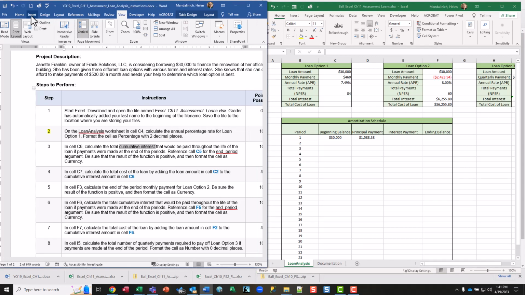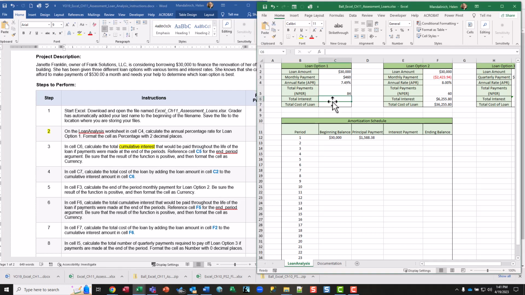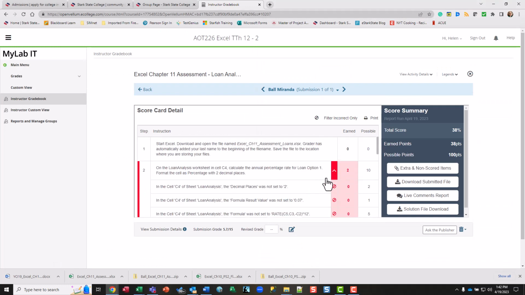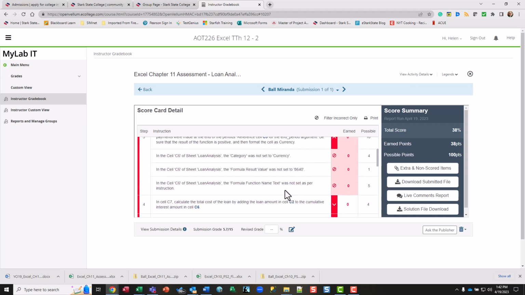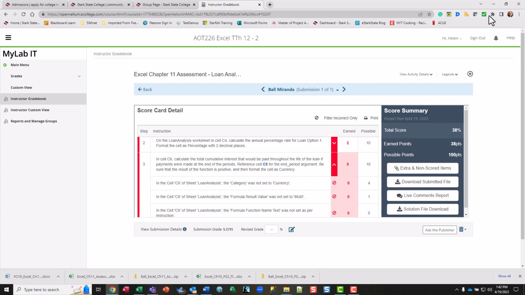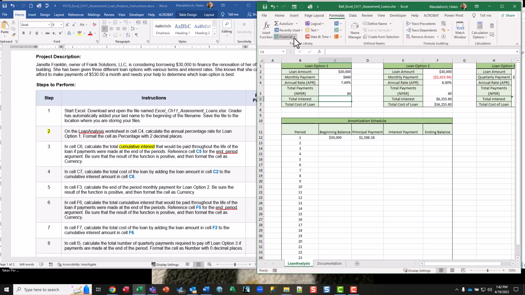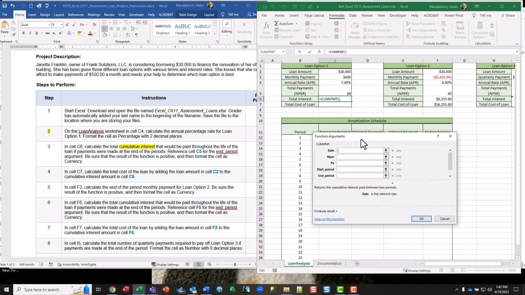So then 3 in cell C6, we need to figure out the total cumulative interest, right? We want that to be cumulative. So we're going to use the cumulative interest payment function. So let's see if you got that one wrong. Number 3. So let's go back and look at this. We're going to do formulas, financial, cumulative interest payment, the interest rate, we're going to do C4.